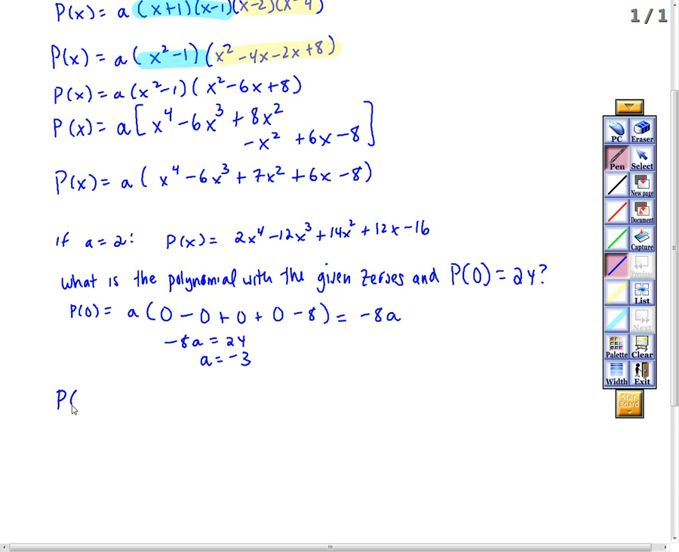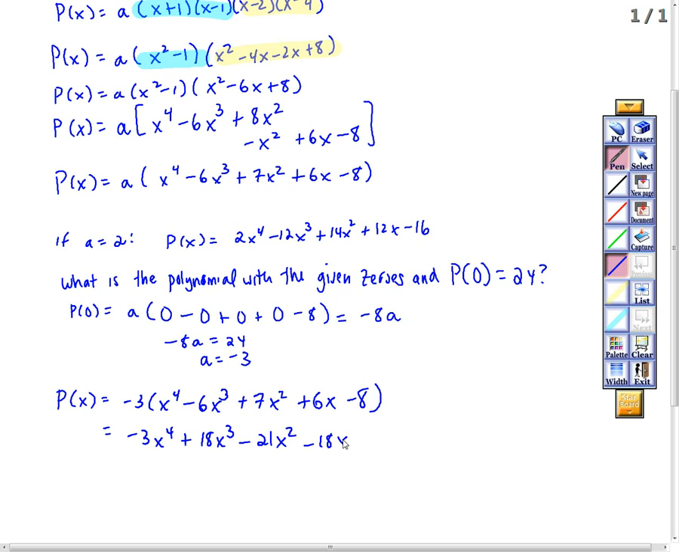So the polynomial p of x would be negative 3 times x to the 4th minus 6x cubed plus 7x squared plus 6x minus 8, or negative 3x to the 4th plus 18x cubed minus 21x squared minus 18x plus 24. That's it.